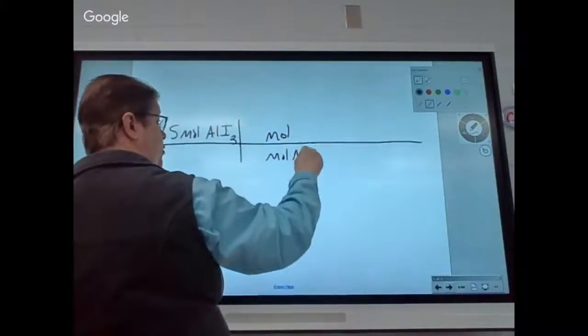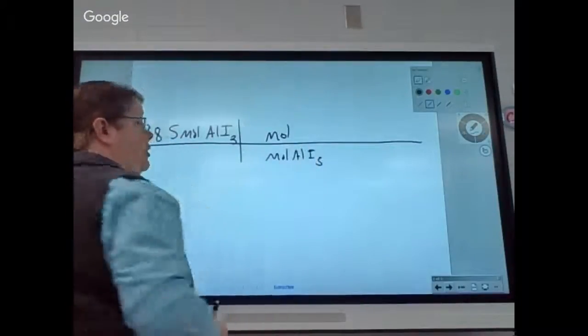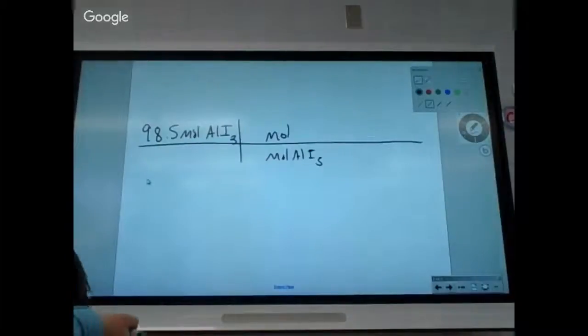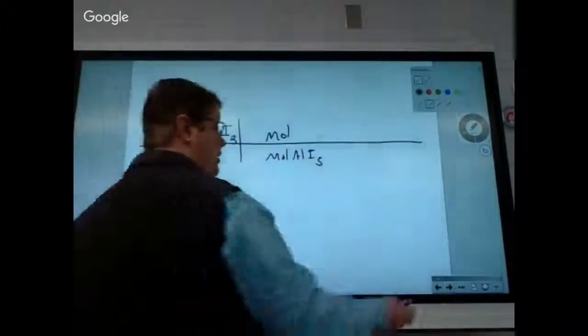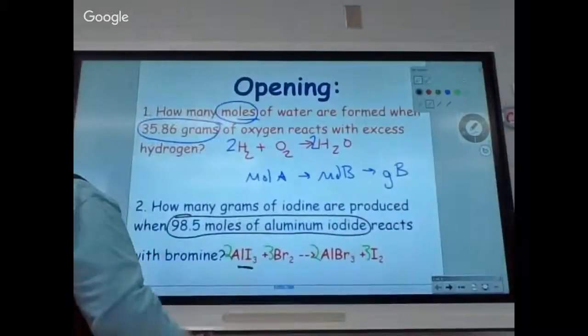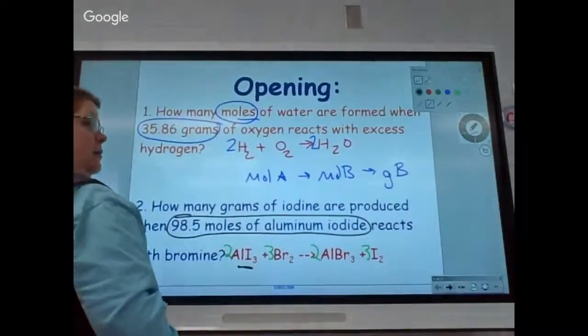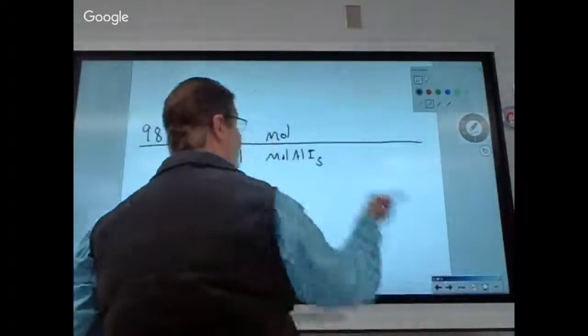Again, your internal conversation is, are we changing compounds? Yes. So if we're changing compounds, go ahead and put your moles on top. This is going to be your mole ratio. So what compound are we changing to? What did they ask for? They asked for iodine. So which of these compounds is iodine? The I2. So we're going to put I2 on the top.